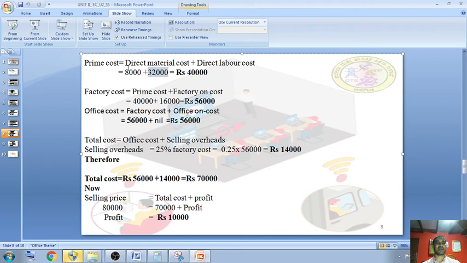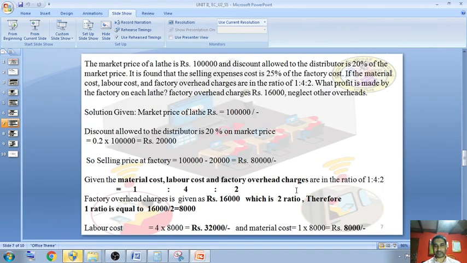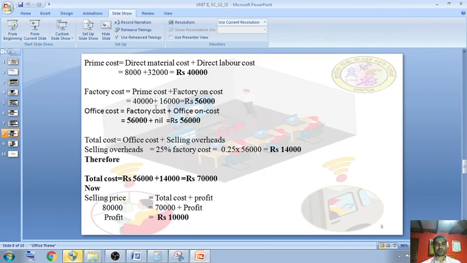Now the factory cost. Factory cost is given by the formula prime cost plus factory on cost. So prime cost is 40,000 and the factory on cost is 16,000. Factory on cost is given in the problem as 16,000. So 40,000 plus 16,000 will become 56,000. Now the office cost. Office cost is given by factory cost plus office on cost. But office on cost is not mentioned in the problem. He told us to neglect other overhead, so we have to take it as nil. So the office cost will become the factory cost, that is 56,000.